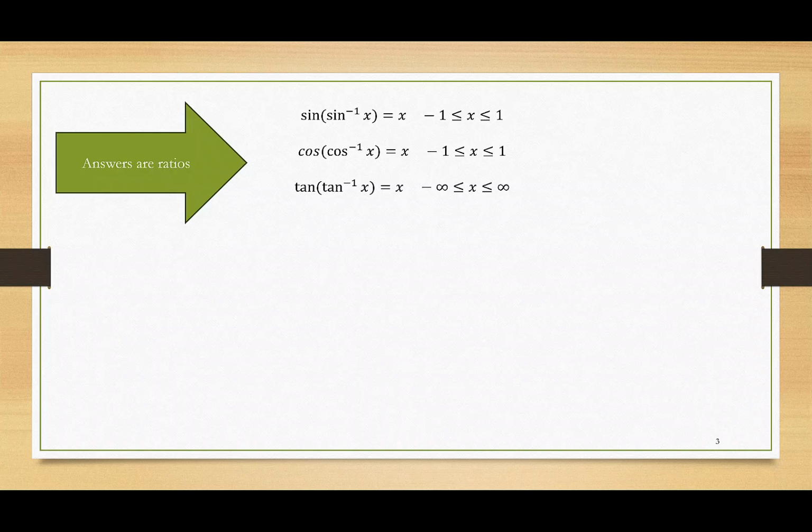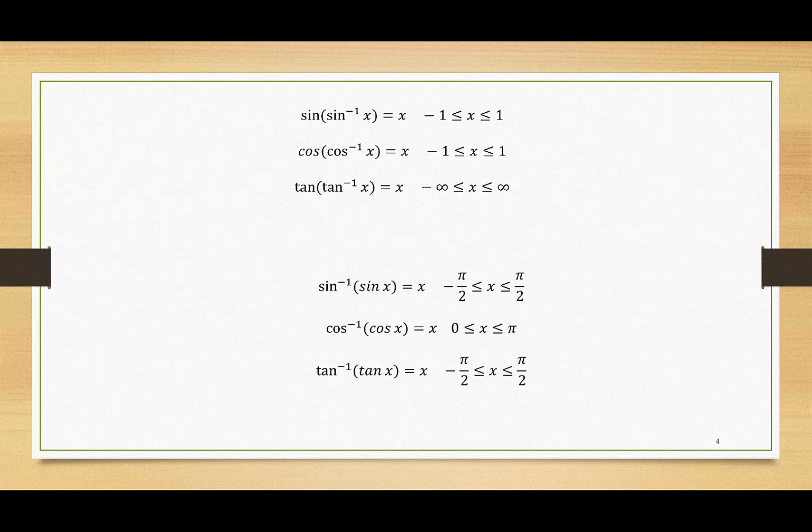What I want you to think about is our answers are ratios. When we're applying the inverse function, we're taking the inverse of a ratio. This inverse of a ratio gives us an angle. Then if we apply sine, cosine, or tangent to that angle, we come back to a ratio again. So this is a ratio in and a ratio out. I want you to see the difference when we change the order of the functions.